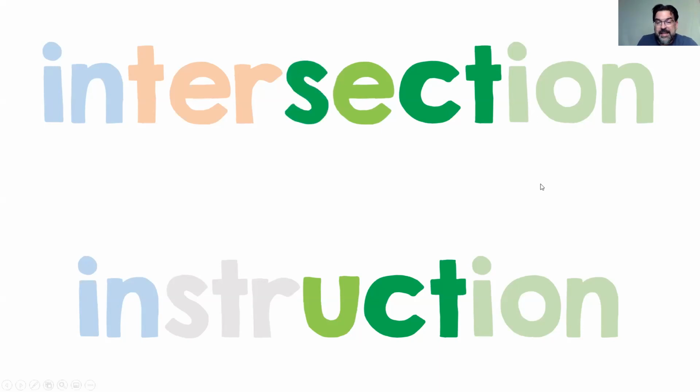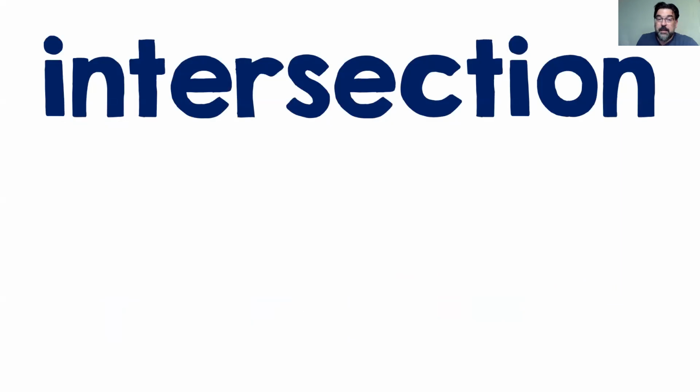Now, back up top, S-E-C-T in intersection, that says sect. And the STR attached to UCT, that says struct. All right, we're going to look at those in a moment. All right, let's look at them now.